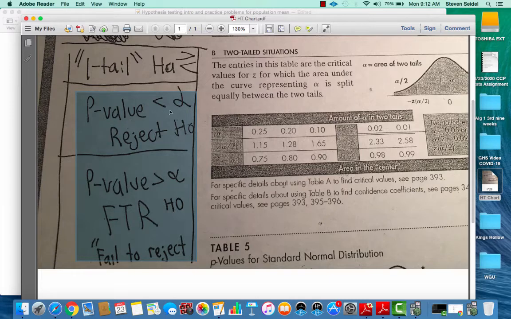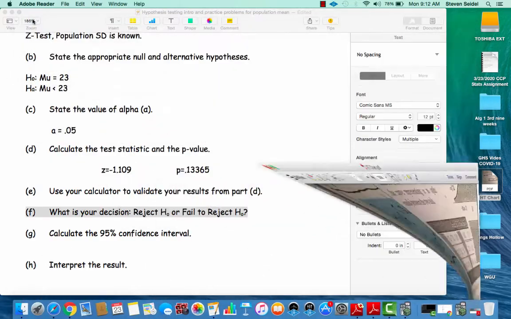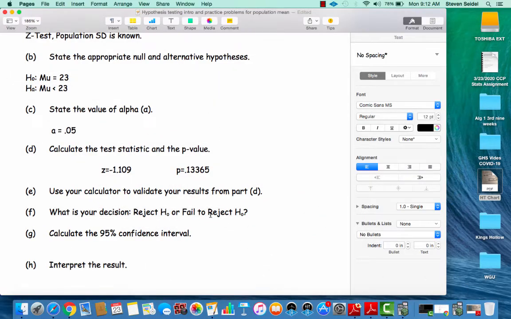Now here's what we are looking at. If p-value is less than alpha, the correct decision is to reject the null hypothesis, H sub O. If our p-value is greater than alpha, and most of the time it probably will be, if it is greater than alpha, that means you'd want to fail to reject the H sub O. So that chart is very important, especially when making this decision.